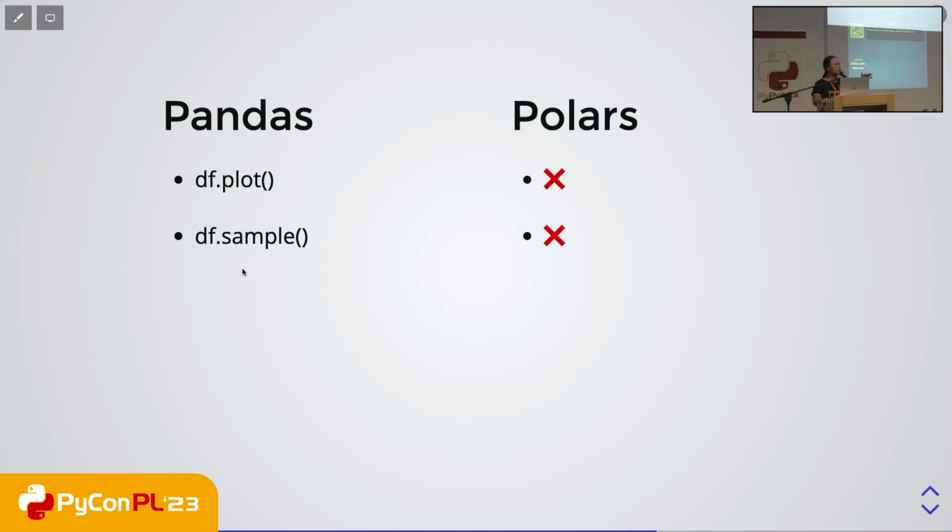Also, in Pandas, you can get all the statistical information very quickly as well. I forgot to put it there, but it's also something you could do very quickly with Pandas. Polars, no, there's no dot plot. You can't plot with Polars. Polars is only doing one thing and doing it well, which is data transformation.